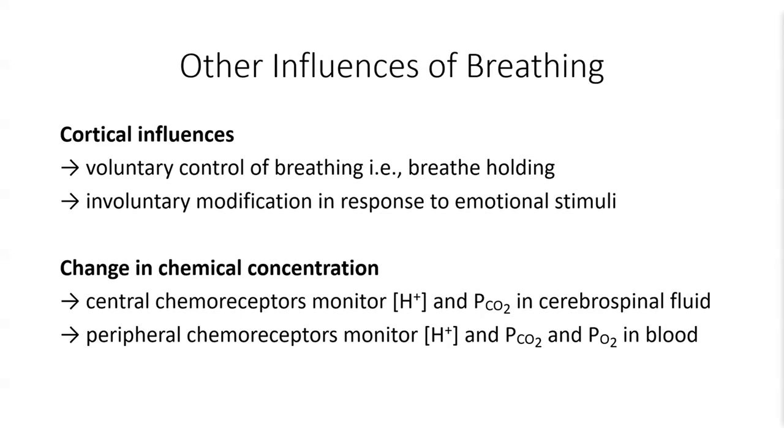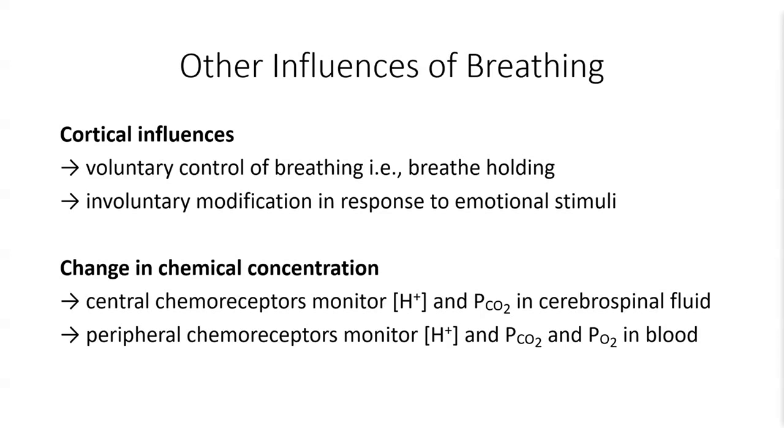Now, there's also sensory neurons that are responsive to chemicals, which are called chemoreceptors, which are very strong modifiers of breathing. So we have central chemoreceptors, which are located in or near the medulla oblongata in the central nervous system. They respond to changes in hydrogen ion concentration as well as the partial pressure of carbon dioxide. And it's the partial pressure of carbon dioxide and concentration of hydrogen ions in the cerebrospinal fluid, so the fluid that goes around the brain and around the spinal cord.